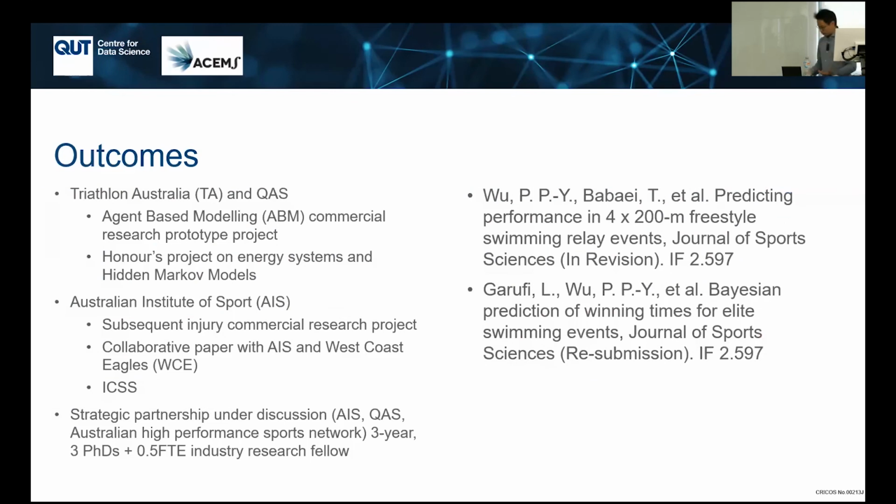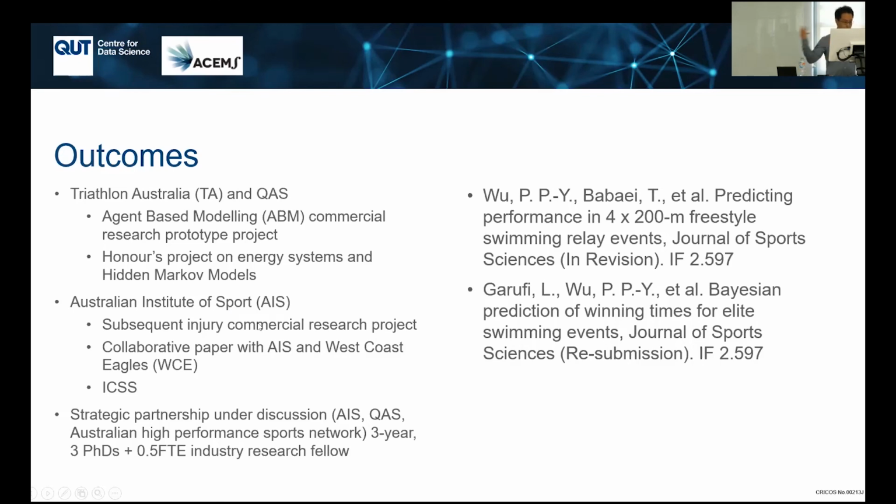So what are the outcomes of this? We've got 2 applied stats papers, but probably more exciting going forwards is that it did help grow a program of research here. Through our work with Swimming Australia and QAS, now there's more projects. Triathlon Australia and QAS are interested in agent-based modeling and possibly ABC. So that's a commercial research project. There's an honors project for energy systems and hidden Markov models with the Australian Institute of Sport. So that's a new partner.